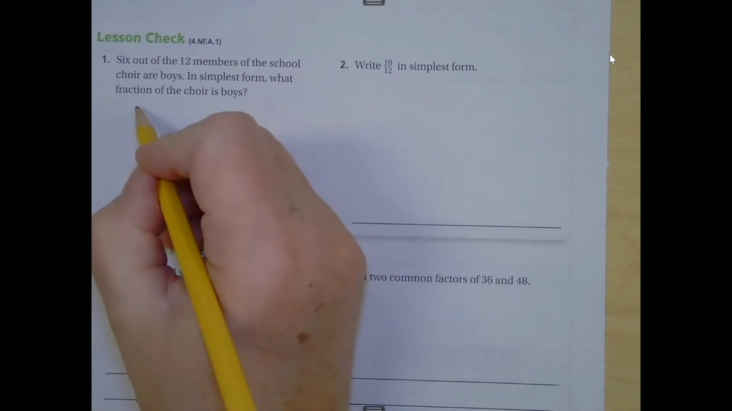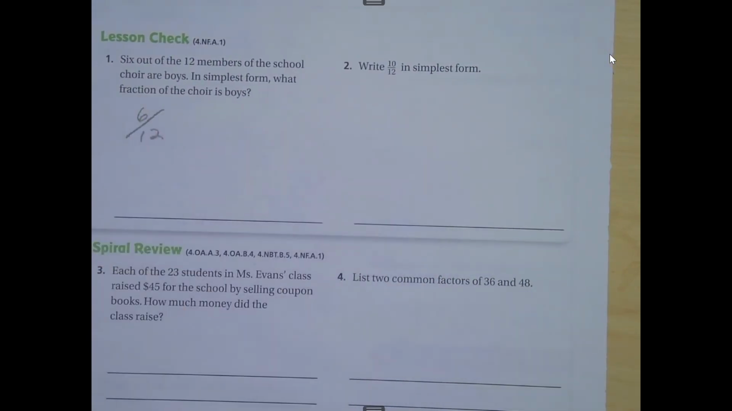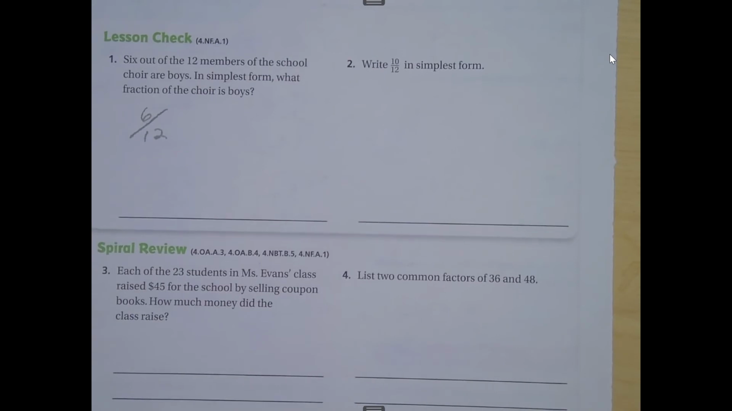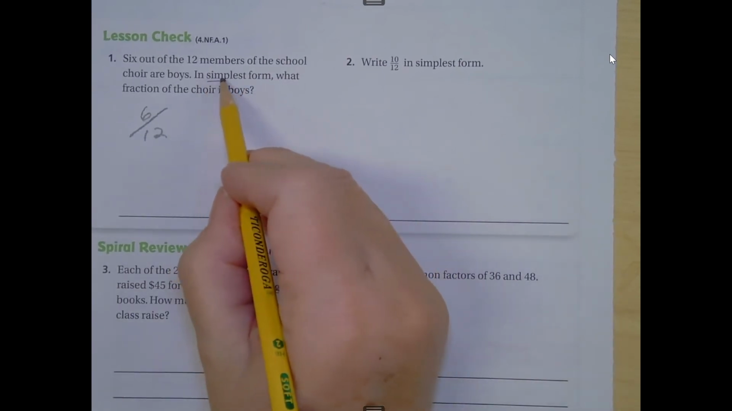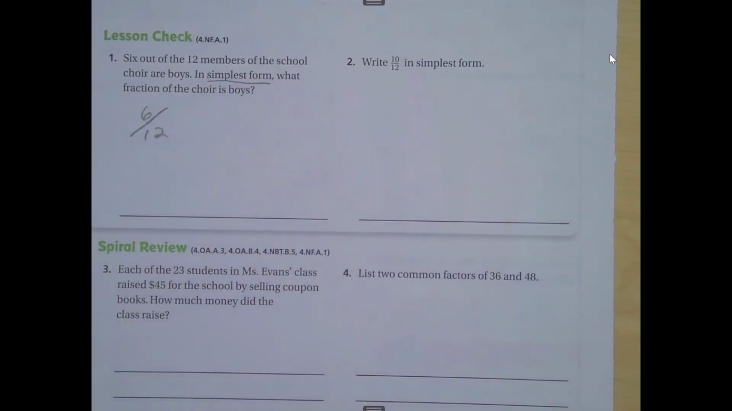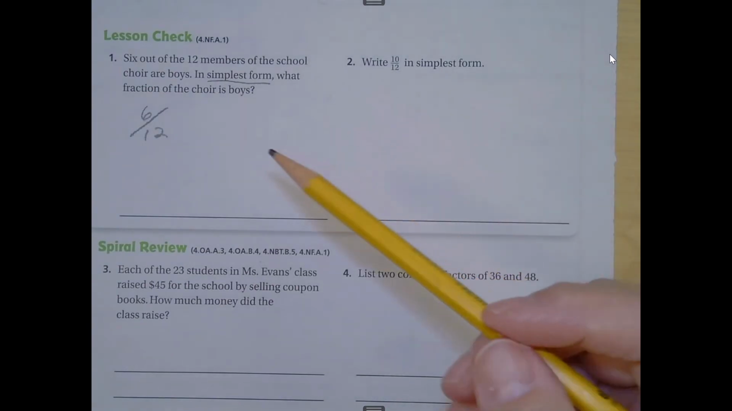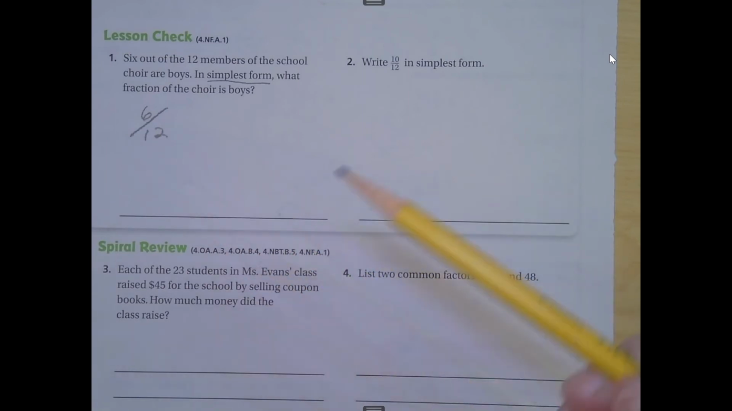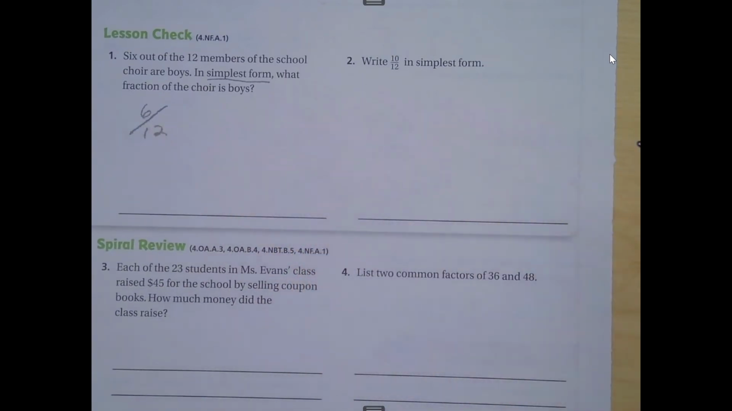6 out of 12 members of the school choir are boys. What's up with the boys? How about some girls? All right, in simplest form, what fraction of the choir is boys? All right, so we need to think what is the highest number, the highest factor that both 6 and 12 have to get the simplest form.